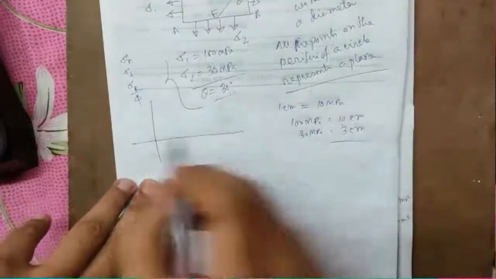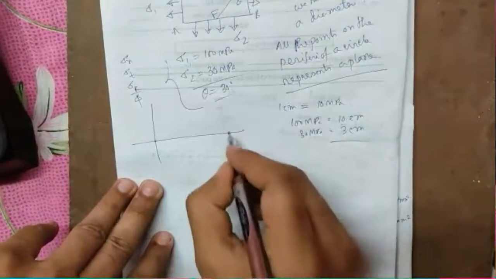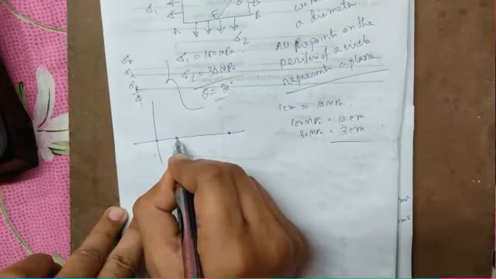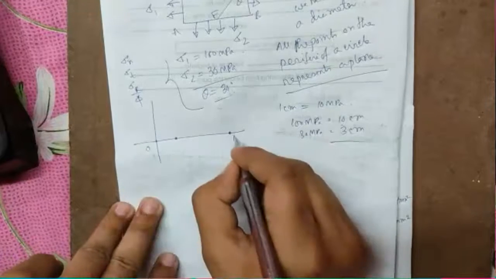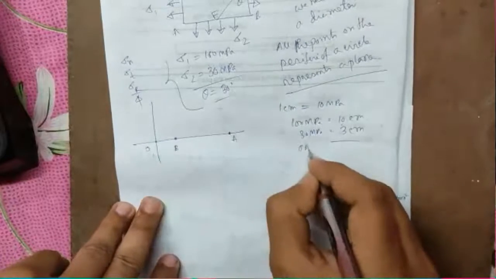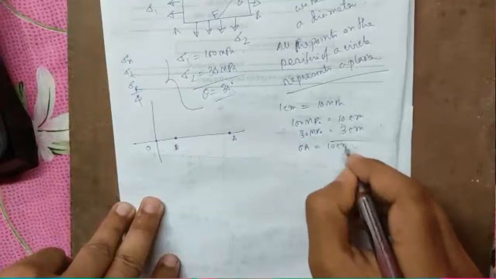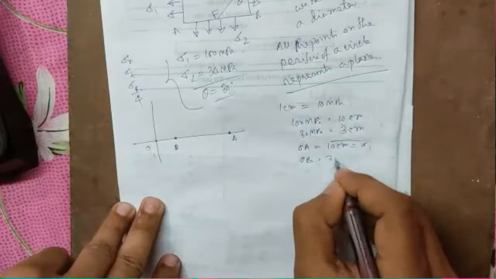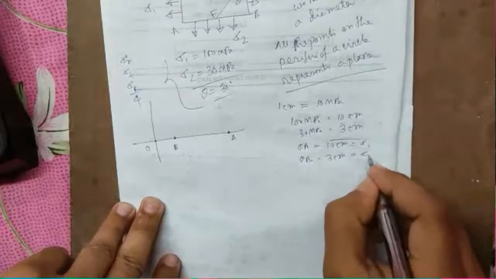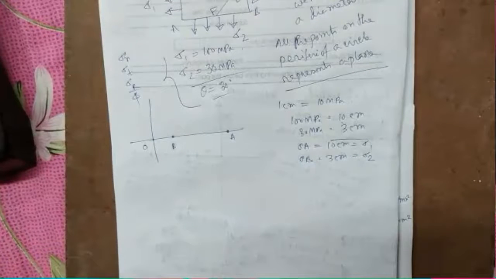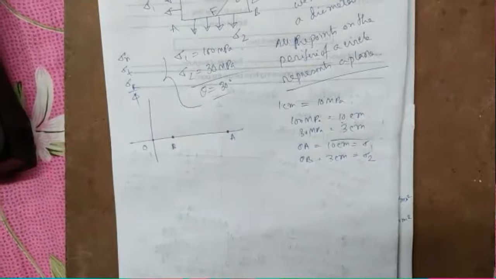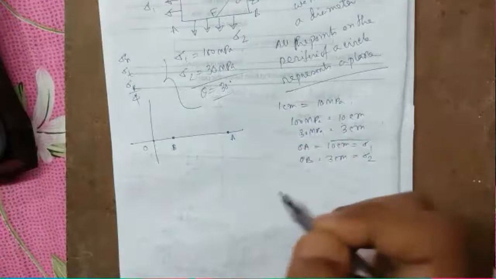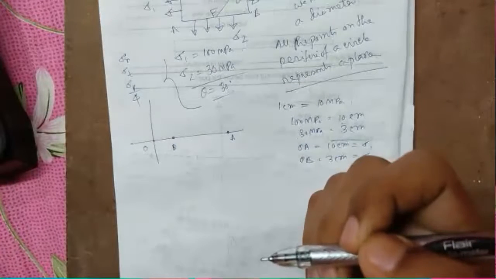Now we will locate 10 centimeter from here, and we will locate 3 centimeter from here. If this is A and this is B, that means OA is 10 centimeter representing sigma 1, and OB is 3 centimeter representing sigma 2. We have located these sigma 1 and sigma 2. Now we will draw a circle, such that all the points on the periphery will give us each plane.